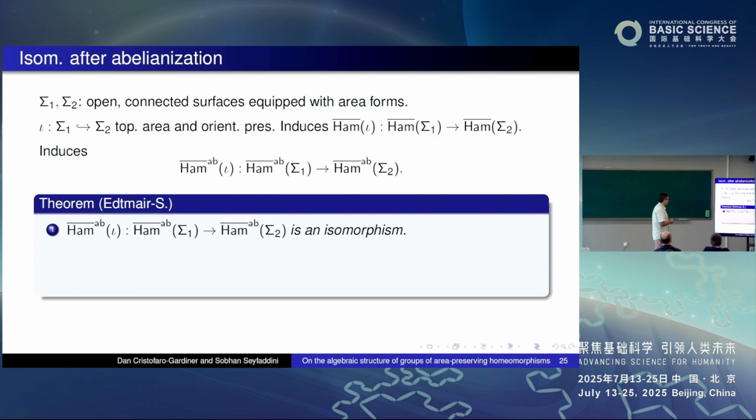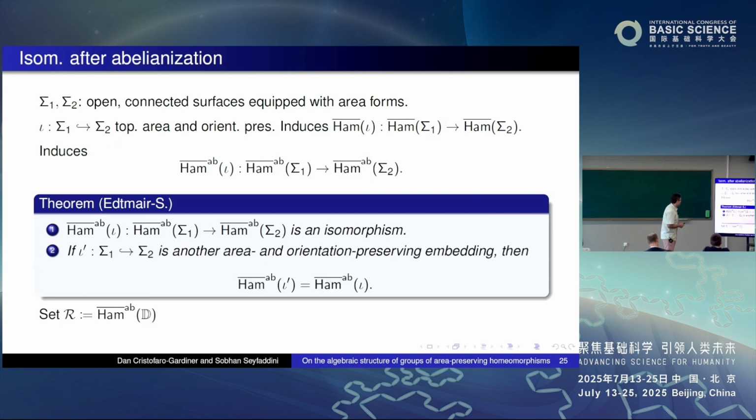And what we proved recently, jointly with Oliver Ettmeyer, is that this homomorphism, like in the smooth setting, turns out to be an isomorphism. So once you pass through the abelianization, this inclusion of one surface into the other induces an isomorphism between the two groups. Moreover, this isomorphism is unique. It's a canonical isomorphism once you pass to the abelianization. It doesn't depend on the choice of embedding. So if you take two different embeddings, you get the exact same isomorphism.